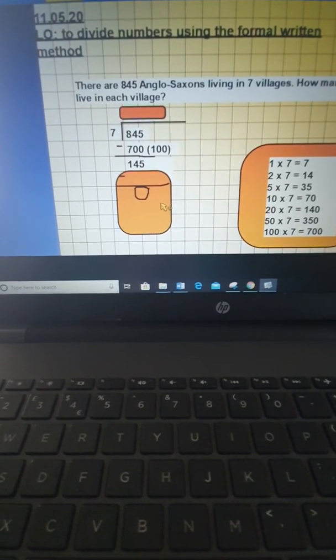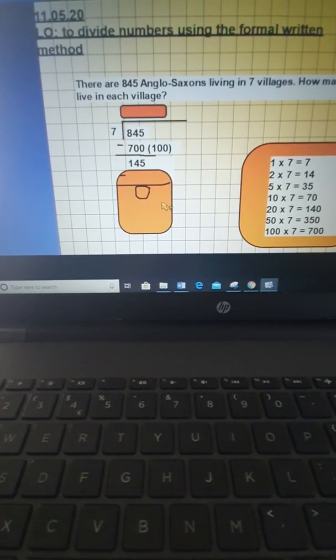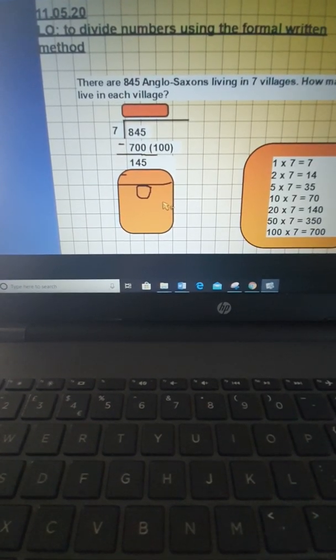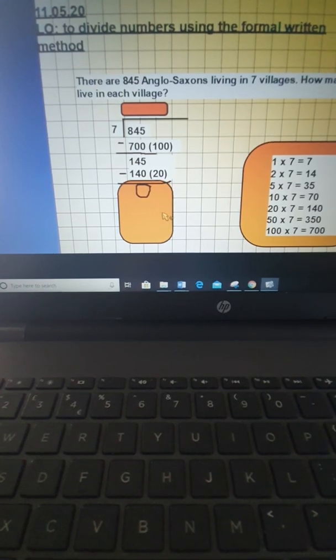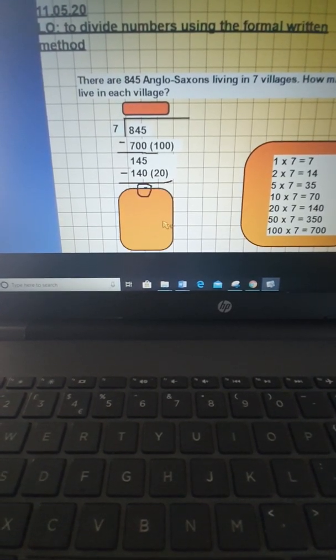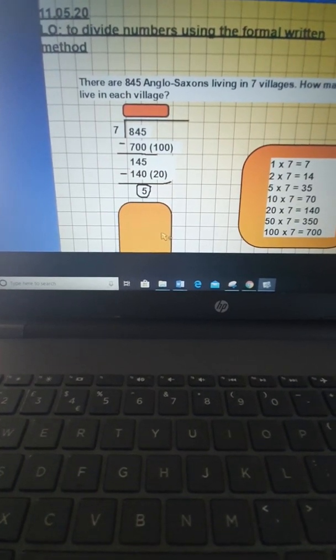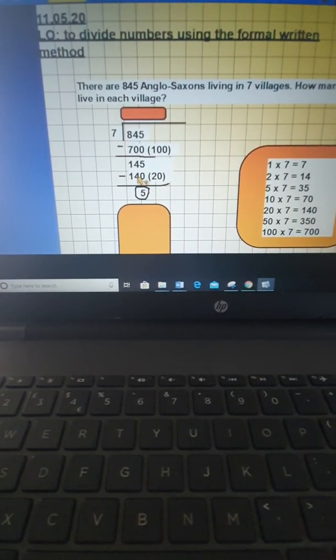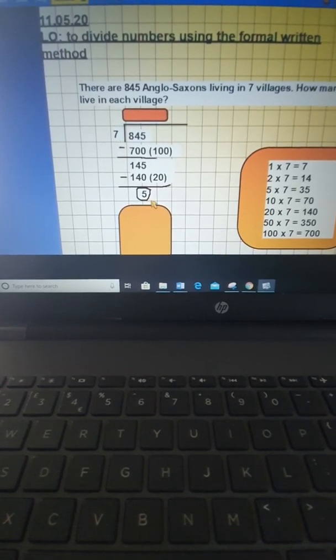We can actually take away 140, which means we need to put 20 in brackets, okay? So let's take away 140 and put the 20 in brackets. We'll minus that, and that has left us with 5, okay? 5 is actually less than the number we're dividing by, so we can't divide any further.